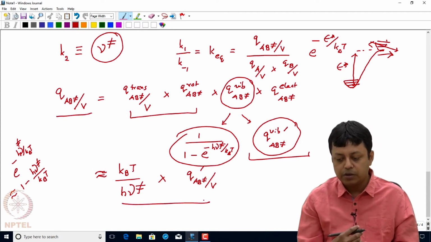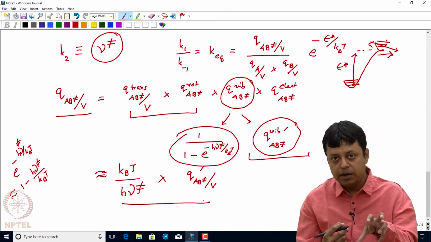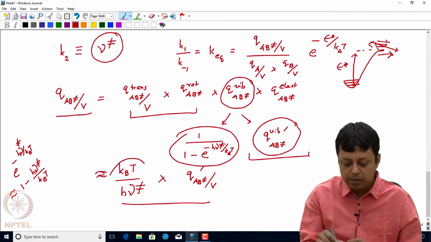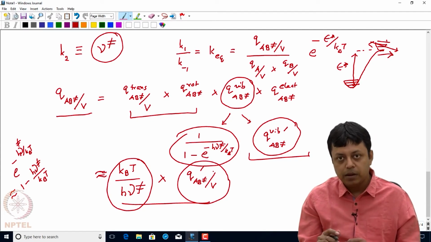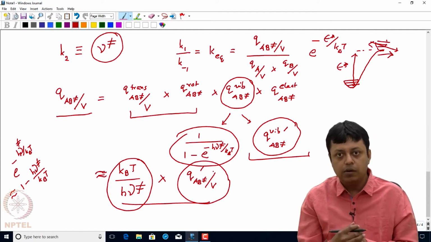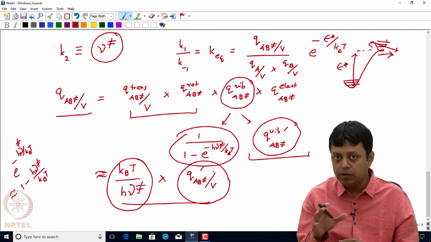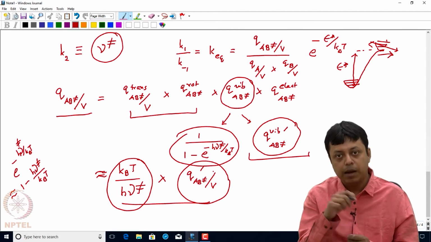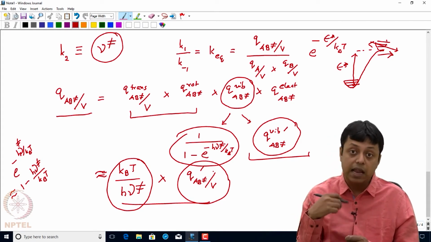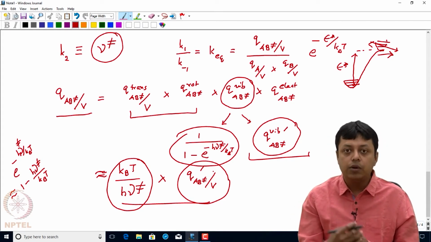So we see that the partition function for the activated complex, which is the AB dagger, has a form of kBT by h nu dagger times all other partition functions together, which we can calculate, of course, using statistical mechanics, and we will give you an example where we will calculate. But there is 1 degree of freedom less. Which degree of freedom? That particular vibration which is along the reaction coordinate, which has a much slower frequency and a characteristic vibration of nu dagger.